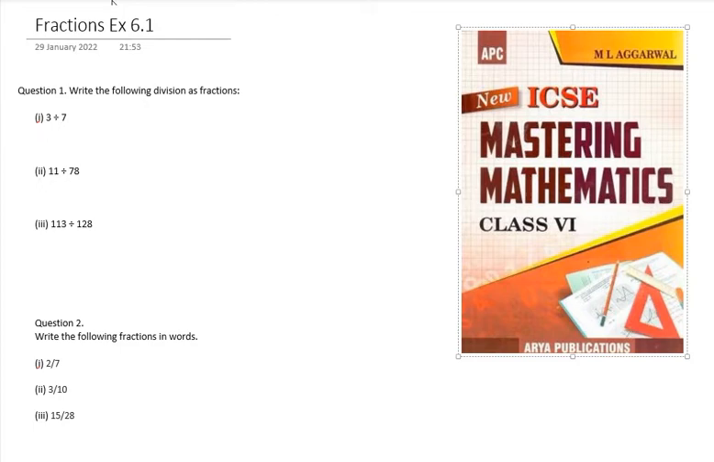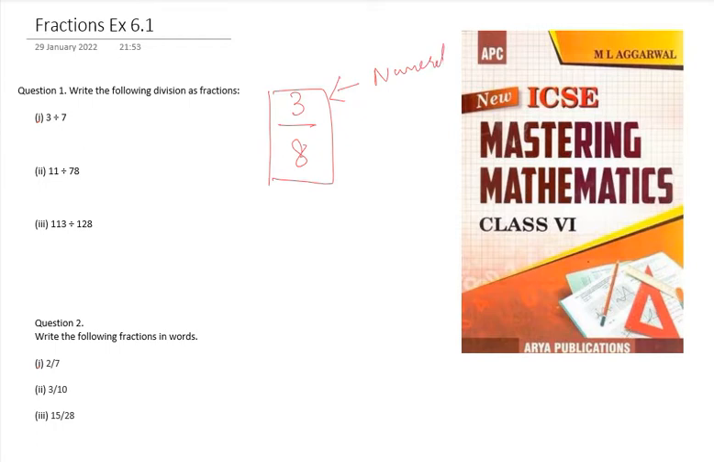So before we start with the exercise of fractions, let us discuss a few things about fractions. The first thing I would like to tell you is that a fraction is always written in the form of a numerator and a denominator. Let's take an example, suppose 3 by 8. This is an example of a fraction where 3 is known as the numerator and 8 is known as the denominator, and 3 by 8 is known as a fraction.